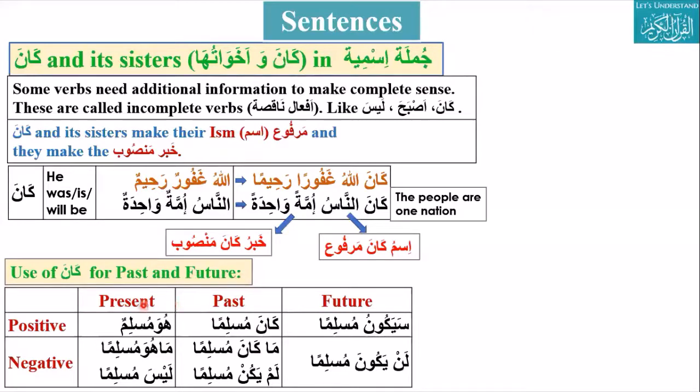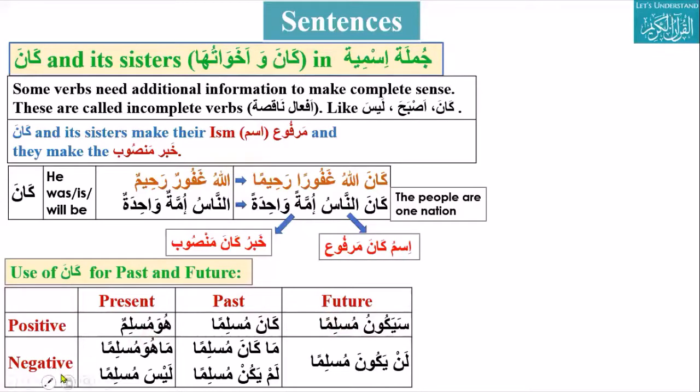Jumla Ismiya. So like huwa muslimun, we learned. Huwa muslimun means he is a Muslim. If we have to make a past tense, we would use Kana musliman. He was a Muslim. It becomes past tense. So the khabar muslimun becomes musliman. In future, if we have to make it future, we add sa before the mudare, sa yakunu musliman. He will be a Muslim. So this khabar is mansub.